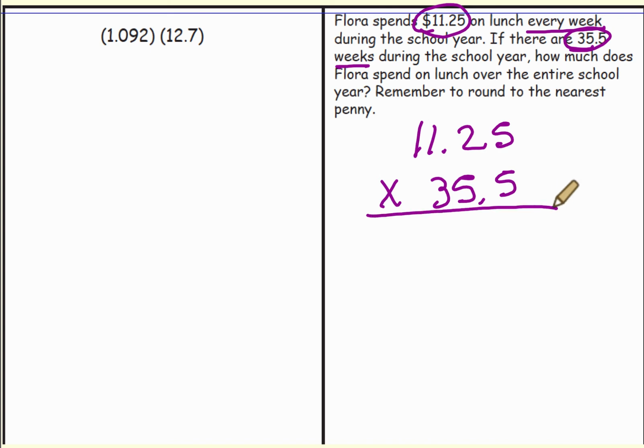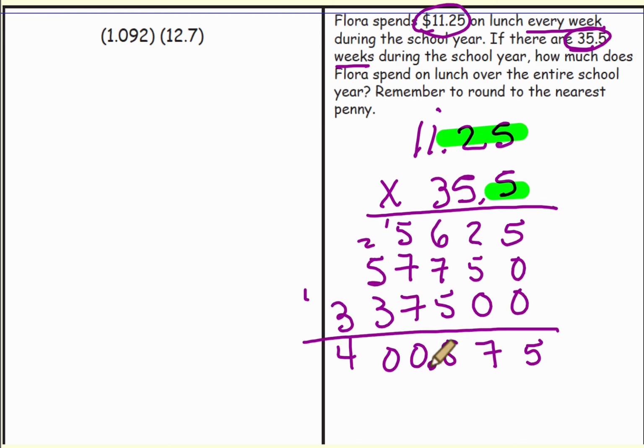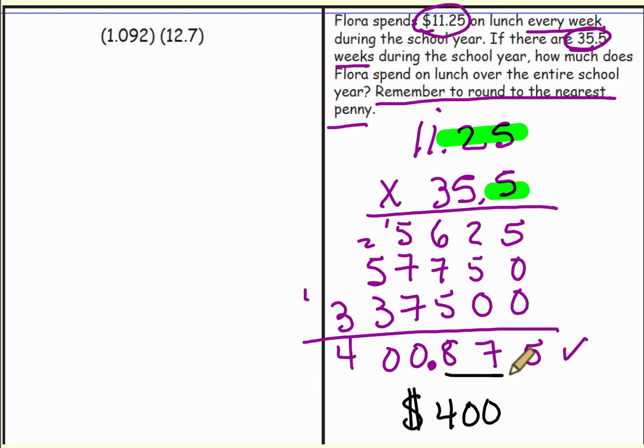So for the multiplication, I will have the multiplication done out at the end, but let's see what your answer was. Our answer comes out to be exactly this, but the problem says, remember to round to the nearest penny. So when we're writing our answer, it's dollars, it's 400, and the hundredths place would be to the nearest penny. So the 5 tells us to raise 7 to 8, so it should be $400.88.